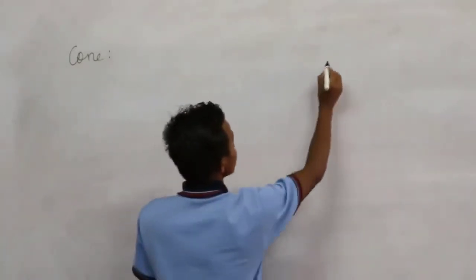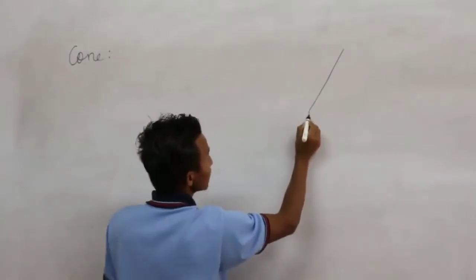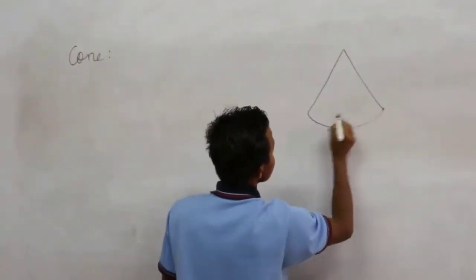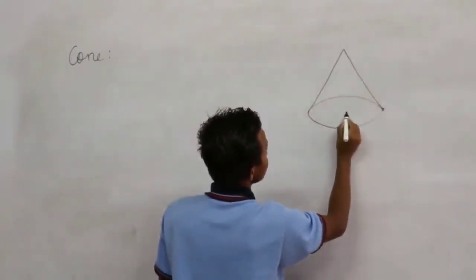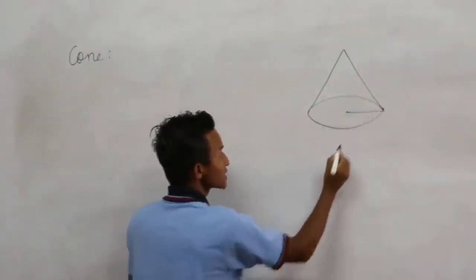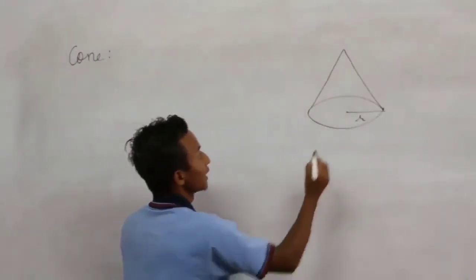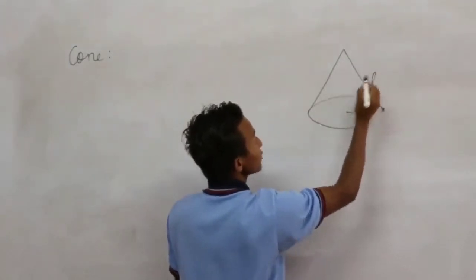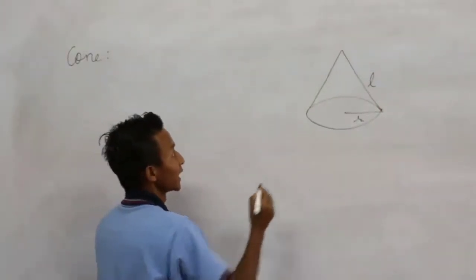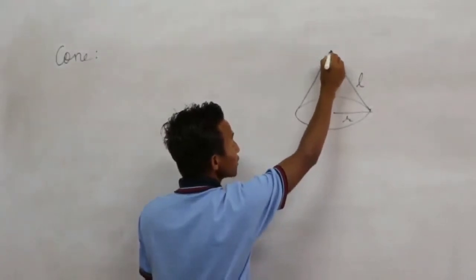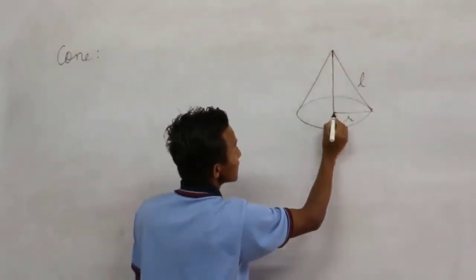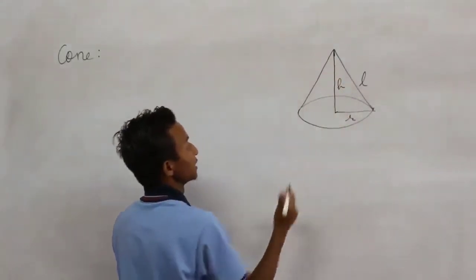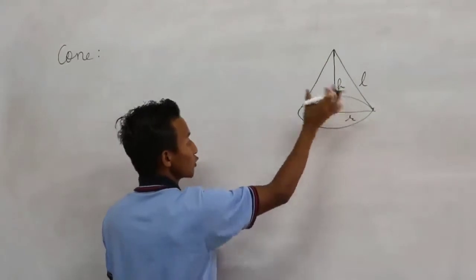So a cone is something like this, which has a circular base. This is the radius denoted by R, and this is the slant height of the cone, which is denoted by L. And this line perpendicular to the radius is the height of the cone. This is a perpendicular line. It is the height of the cone.